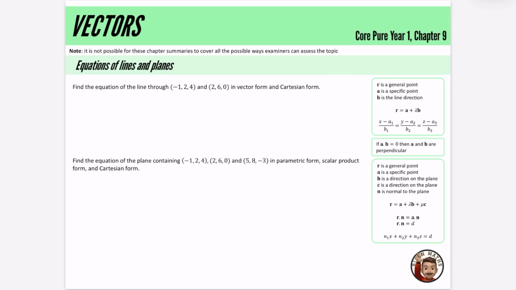Okay, so in today's chapter summary, we are going to be looking at Chapter 9, Vectors from Core Pure Year 1 for Further Maths. Now, as I always say in these videos, it is not possible for these chapter summaries to cover all of the possible ways that you can be assessed on this topic. So please make sure this is just being used as some quick revision rather than to teach you the topic. And of course, you're going to need to look at proper exam questions for this as well.